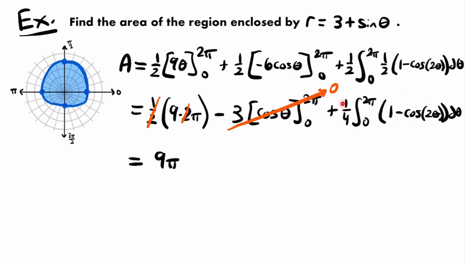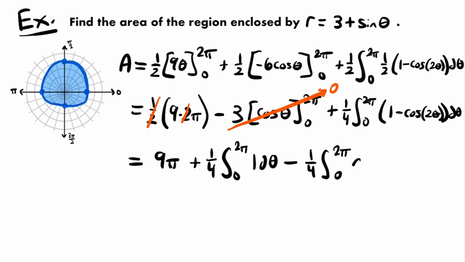All right, now let's split this integral into 2 integrals and add that to 9 pi. So we'll have plus 1/4 times the integral from 0 to 2 pi of 1 d theta, and then because we have negative cosine of 2 theta, we're going to subtract the next integral of 1/4 times the integral from 0 to 2 pi of cosine of 2 theta d theta. Now, in order to solve this integral, like I said, we need to use u substitution. So let's start that process.